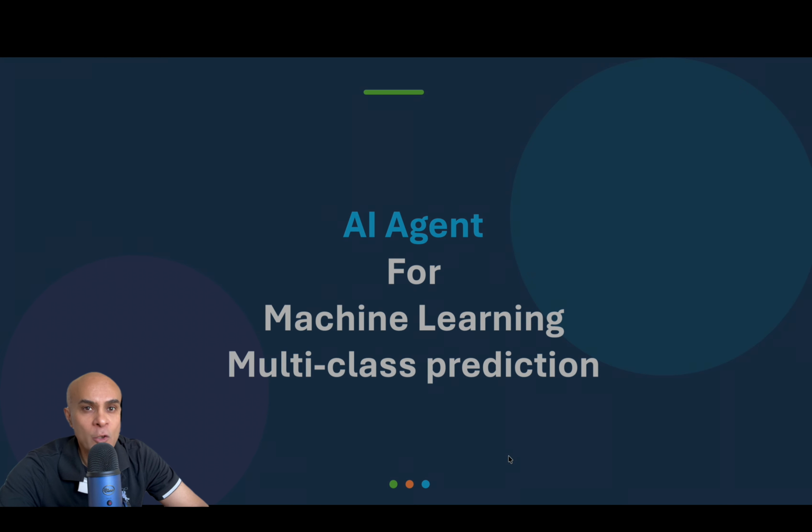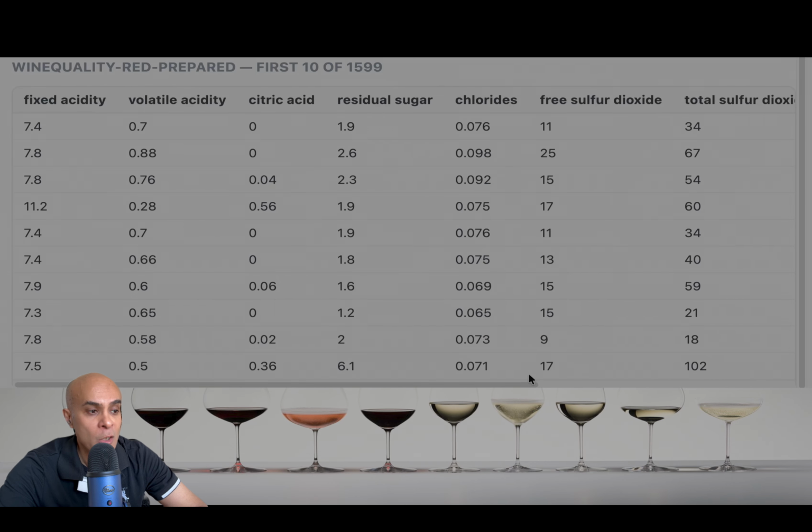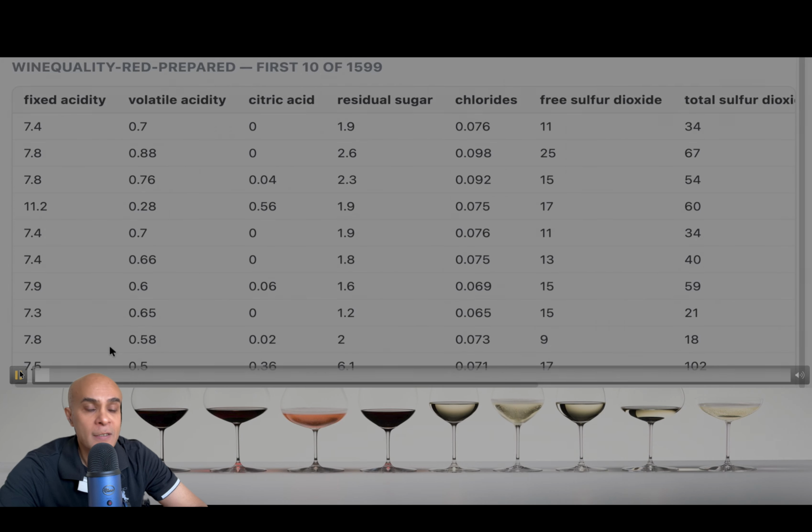Hi there, in this video you are going to see an agent for a machine learning multi-class prediction problem. But first, let us see what a multi-class prediction is. So here you see data which is related to wine.